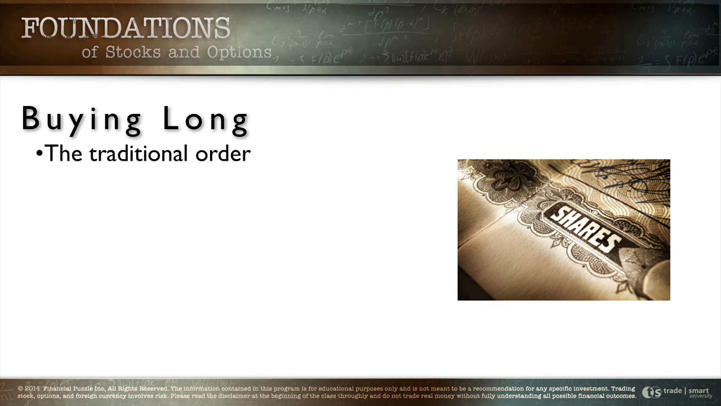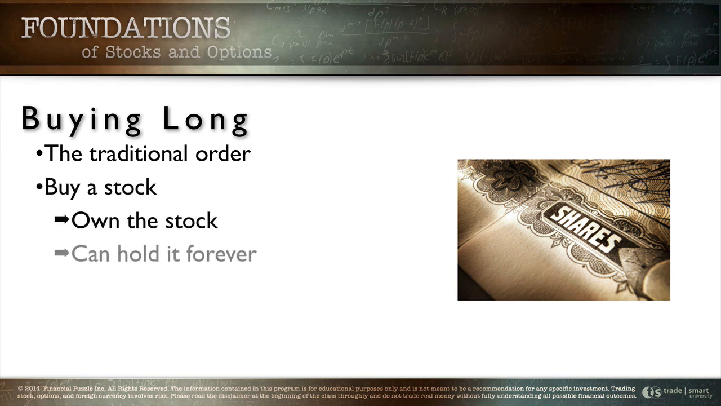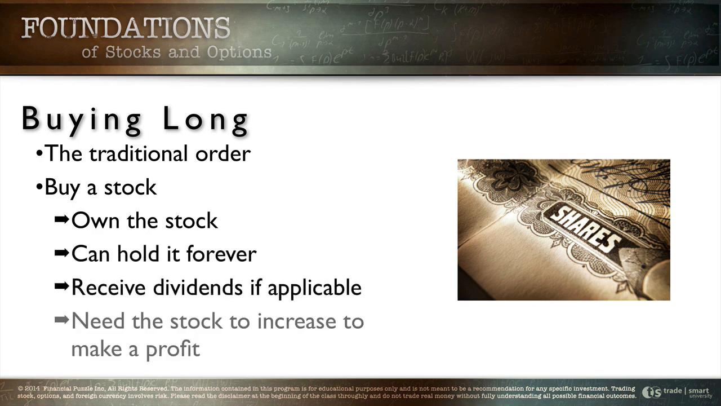When we think about buying long, the long order is the traditional order that everybody's familiar with. Even Granny, who never traded a stock, understands the idea of buying a stock long. You buy the stock, you own it. No one's going to take that away from you. You can hold it forever unless the company does a buyback of some sort. But as long as the company's in business, you're going to own the company unless you sell the stock. They're not going to just take it away from you. So you can hold it forever.